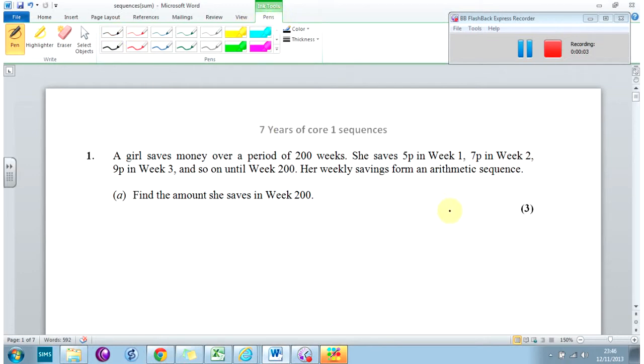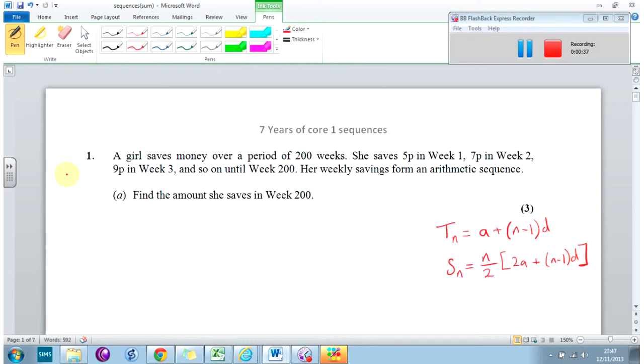So we're going to do the sequences problems. Now, pretty much all Core 1 Edexcel sequence problems come down to deciding whether the question is about the nth term, in which case you're going to use this formula: the nth term is a plus n minus 1 d. Or if it's a sum problem, in which case you're going to use this formula: the sum of n terms is n over 2 multiplied by 2a plus n minus 1 d.